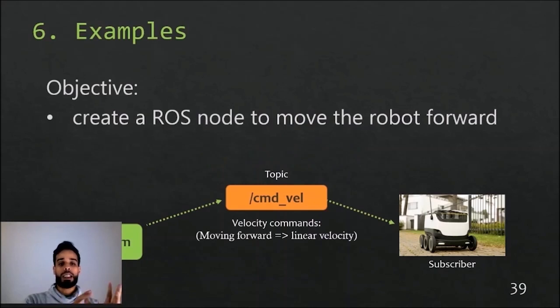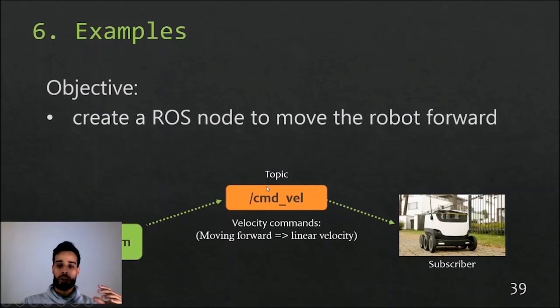Okay, so the objective here is to create a ROS node to move the robot forward. Let's say we have a robot and we want to move it forward, just forward. Our program needs to publish some messages to the command velocity topic. This is the command velocity topic in ROS, automatically created in this robot. If this robot is running ROS, it will have this topic and will be waiting for your command. So you will create this program to send these velocity commands.